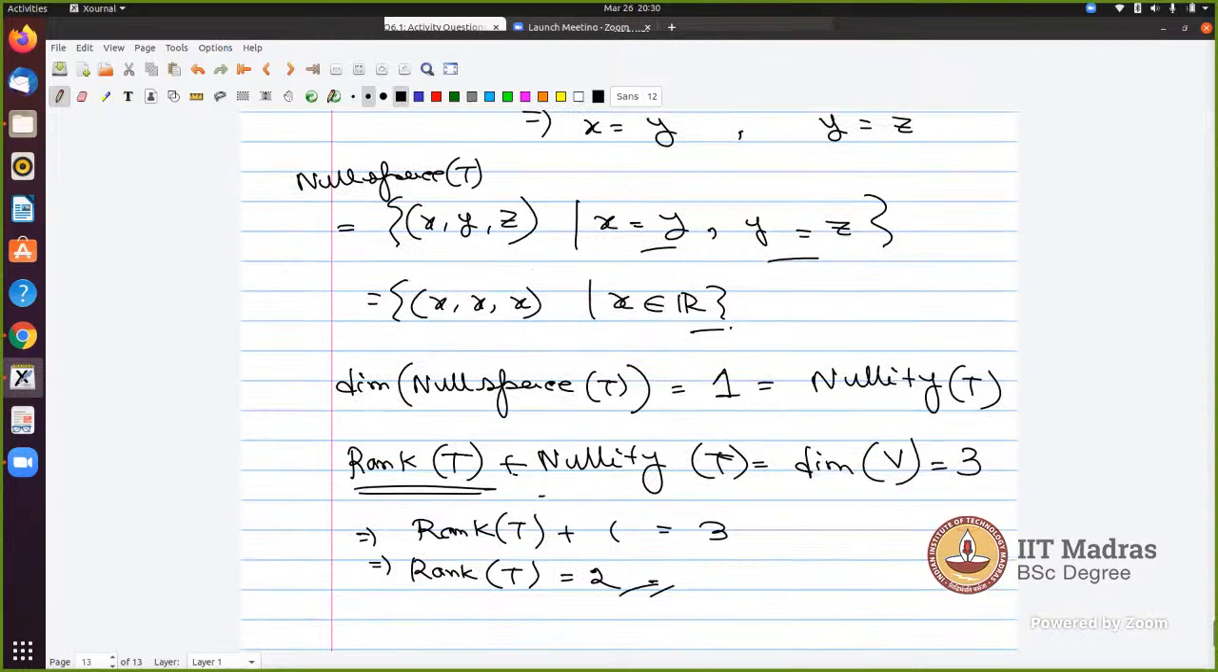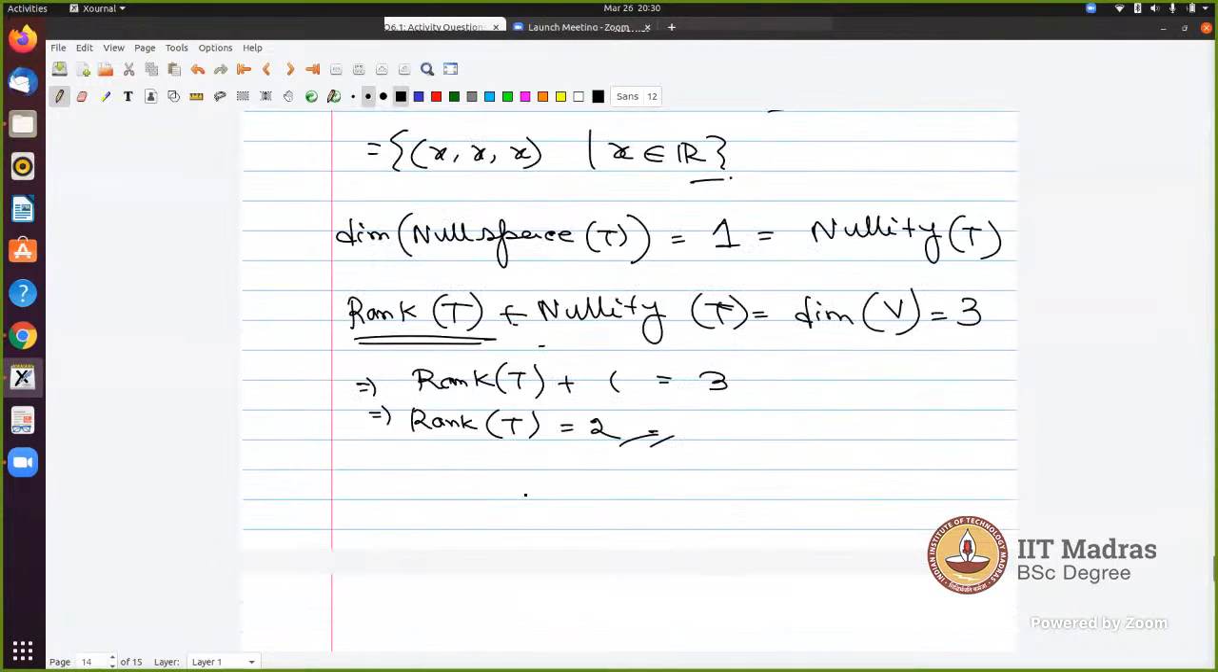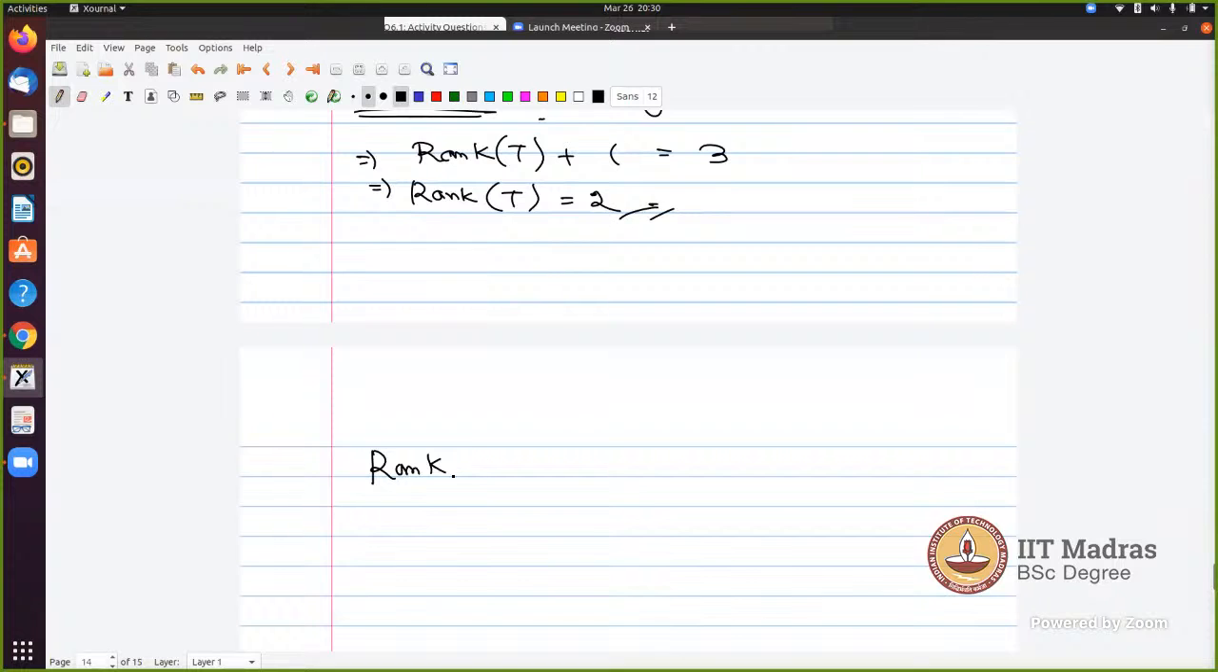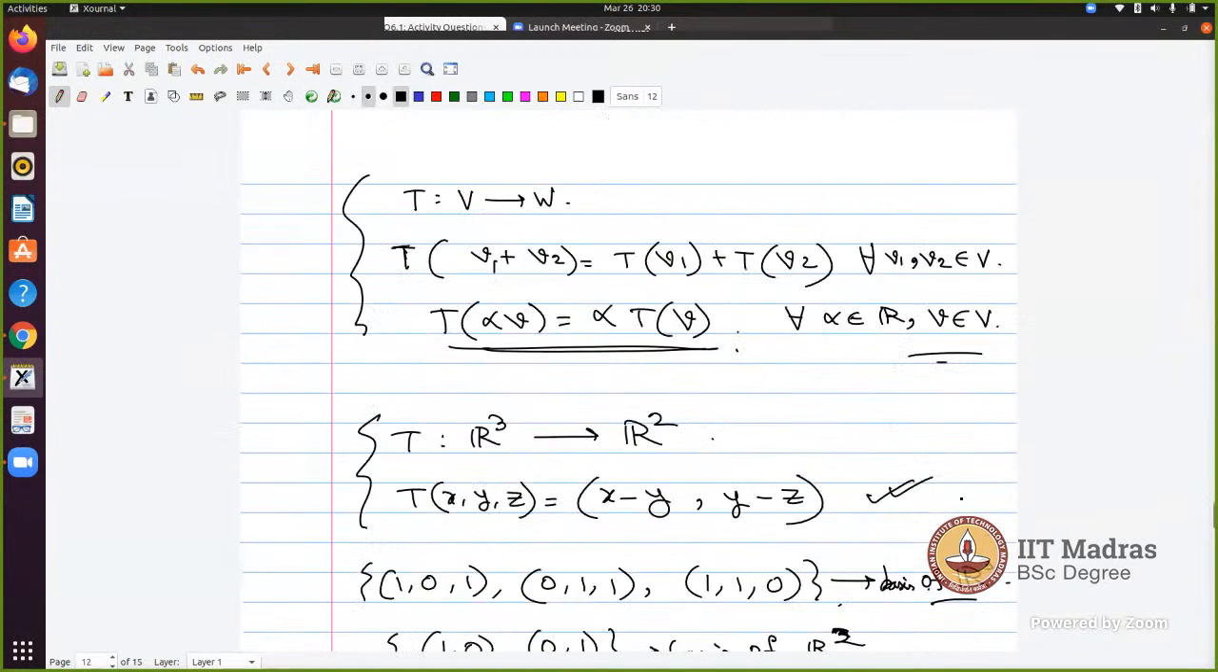Now what does rank mean? Rank means the dimension of the range space, the image. The rank of T is the dimension of the image; range space is the better term, range of T. Here these are my images in R2. As the dimension is 2, it is taking care of the whole of R2. Every element of R2 is in the image. Is it clear? Yes, sir.